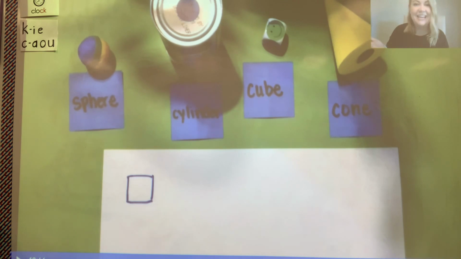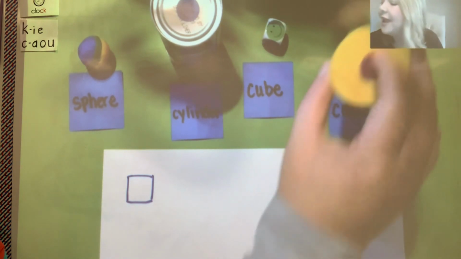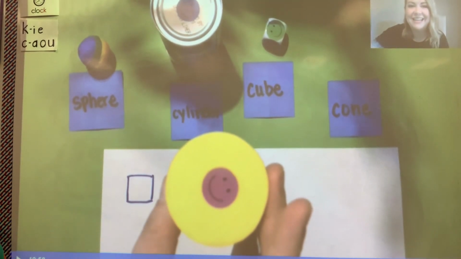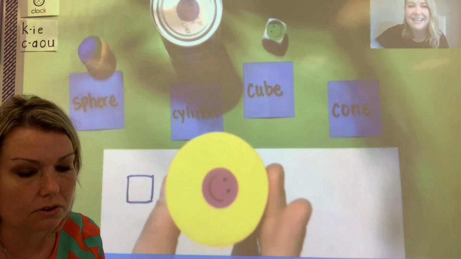Let's see what Ms. Hawkins says. A square. So the face of a cube is a square. I wonder what would happen if we traced the face of our cone. What do you think might happen? Look at the face of the cone. What shape do you think it's going to make when you trace the face of the cone? Ryan, what shape do you think it's going to make? Maybe a circle. Let's see.